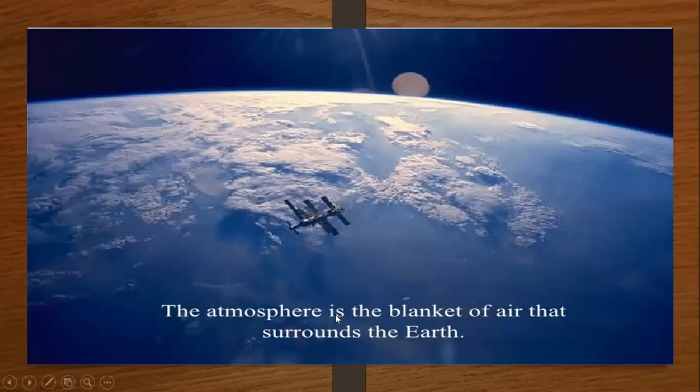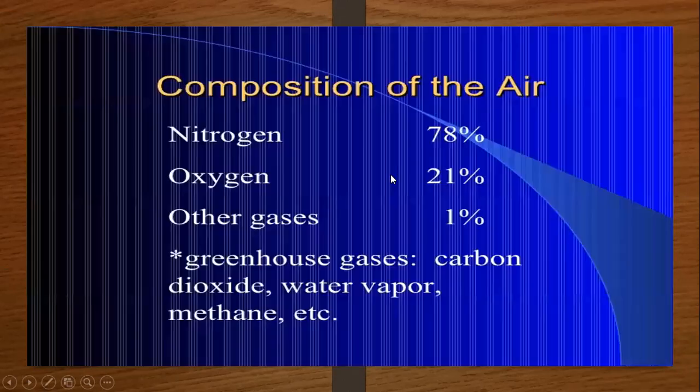First of all, atmosphere is the blanket of air that surrounds the earth. Atmo means air, so atmosphere means the air or blanket of air that surrounds the earth's surface. The main gases we can find in the atmosphere are nitrogen and oxygen. Nitrogen makes up 78%, oxygen only 21%, and other gases such as carbon dioxide, methane, water vapor, and the greenhouse gases make up only 1%. So mainly two gases consist the atmosphere, nitrogen and oxygen.